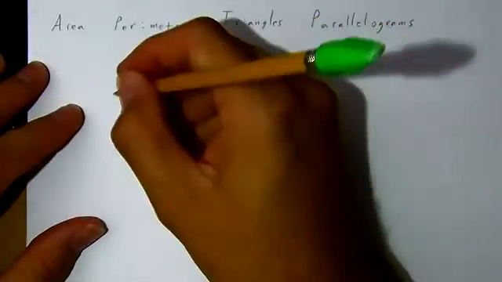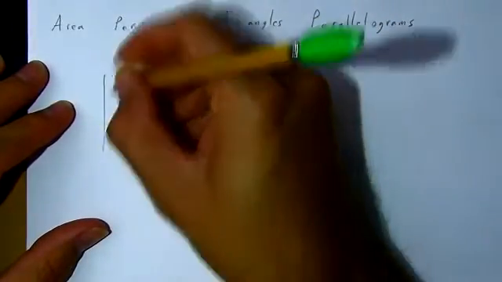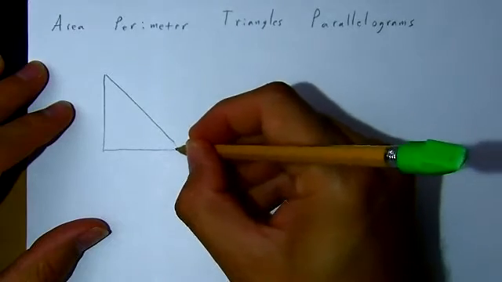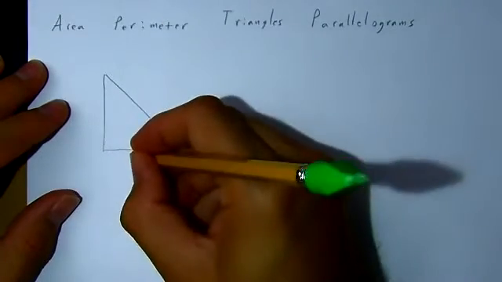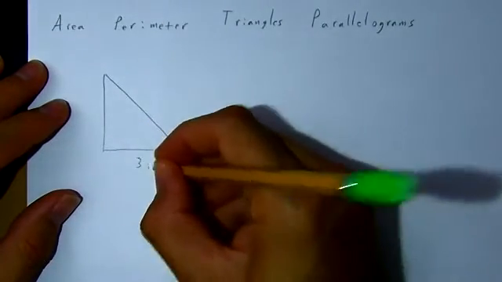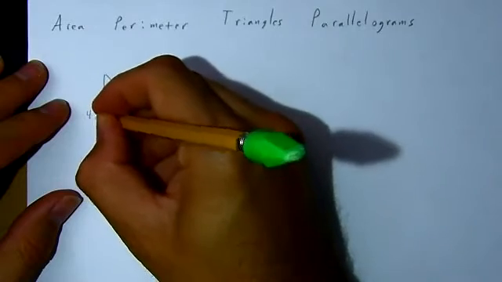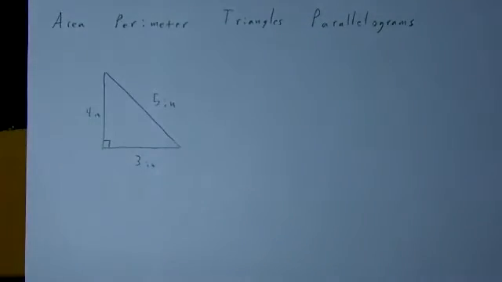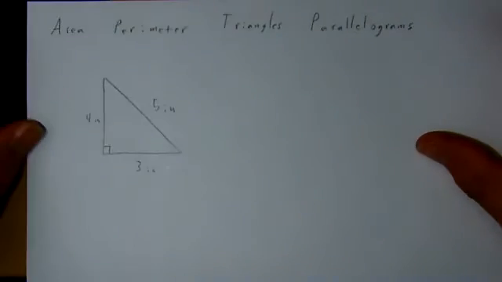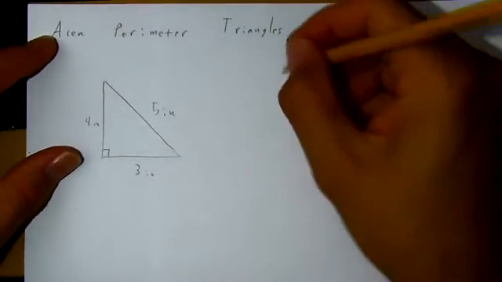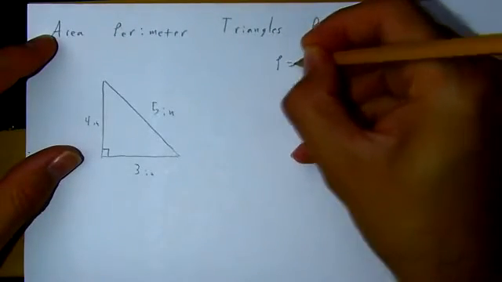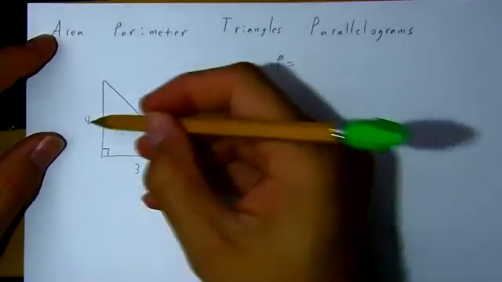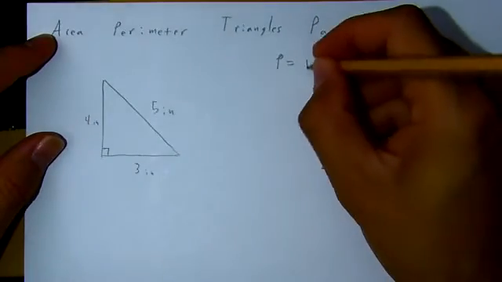So, triangle. You could get a right triangle. Let's say this is 3, 4, 5. If you get a right triangle, first let's go over perimeter because that's pretty easy. So perimeter, add these sides together. 5 plus 4 is 9, plus another 3 is 12.